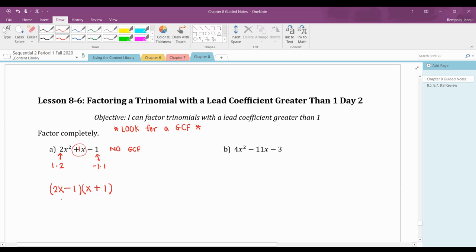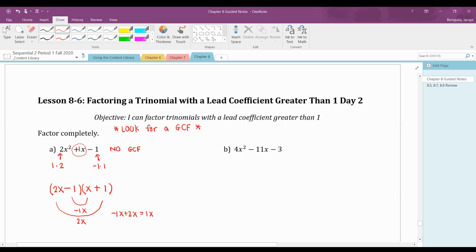Once I've done my guessing, now I have to do my checking. So that's where I have to check to see if I'm really going to get that positive 1x in the middle. So to do that, we multiply the outer terms together. So I multiply 2x times positive 1 to get me a positive 2x. Then I have to multiply the inner terms together. So the negative 1 gets multiplied by x, and that gives me negative 1x. If I add those two terms, because these are like terms, they both have an x, notice negative 1 plus 2 is going to give me that positive 1. When I combine like terms, I do not add exponents, so the x stays as it is.